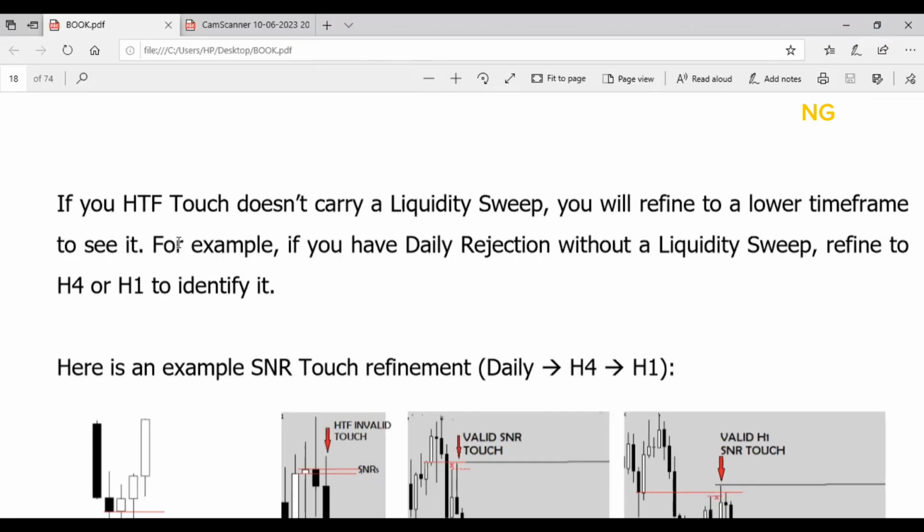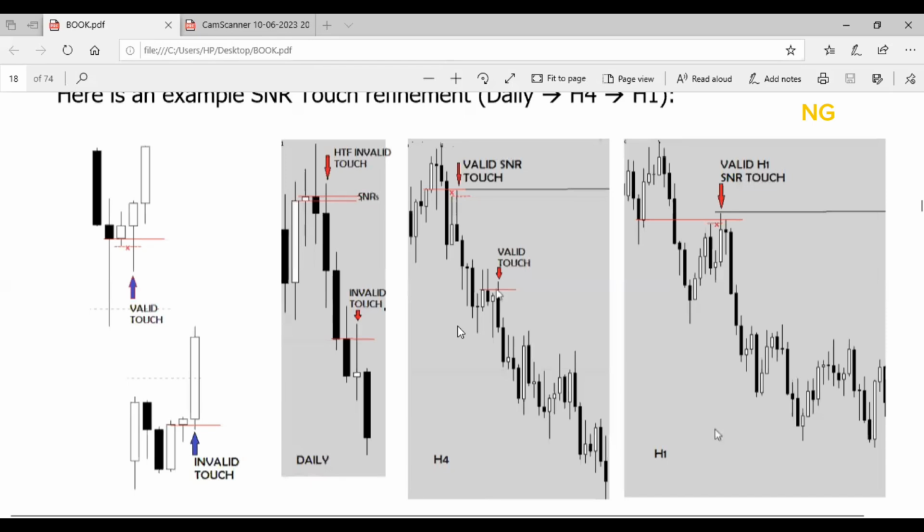What do you mean by that? You switch over to a lower time frame from a daily time frame or a weekly time frame. You switch over to 4 hours or 1 hour. It must carry liquidity. So this is what I do. This is my example.